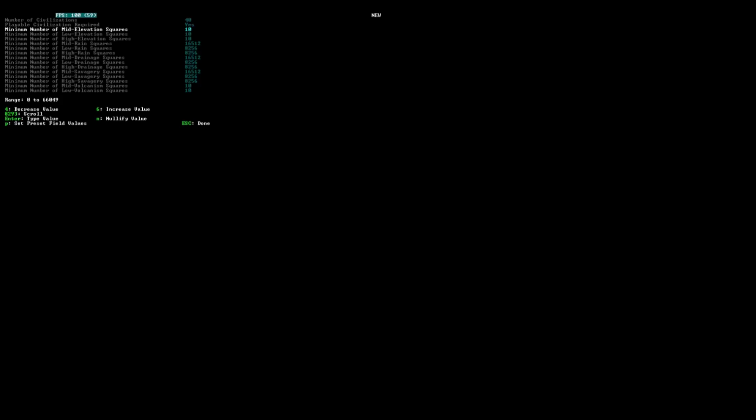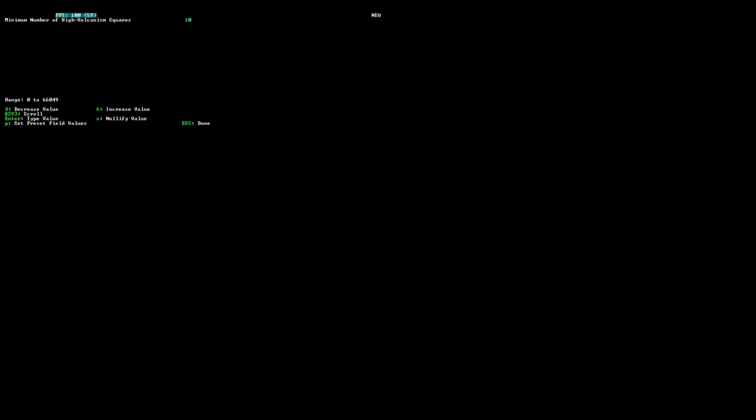Minimum number of mid-elevation squares, low and high. There need to be 10 squares. There needs to be a certain requirement for mid-elevation squares, low squares, and high squares, all for elevation, rain, drainage, savagery, volcanism. So, yeah, that's pretty self-explanatory right there. And from there, I believe we're done.